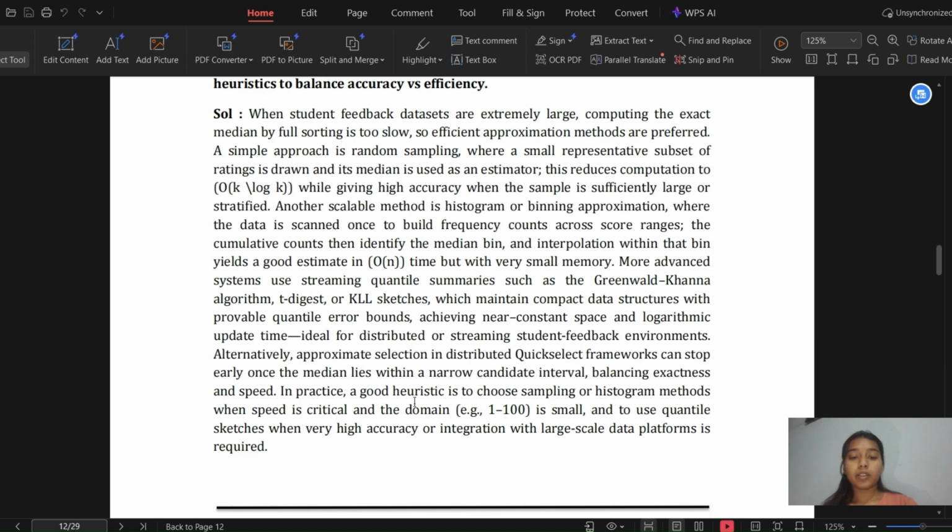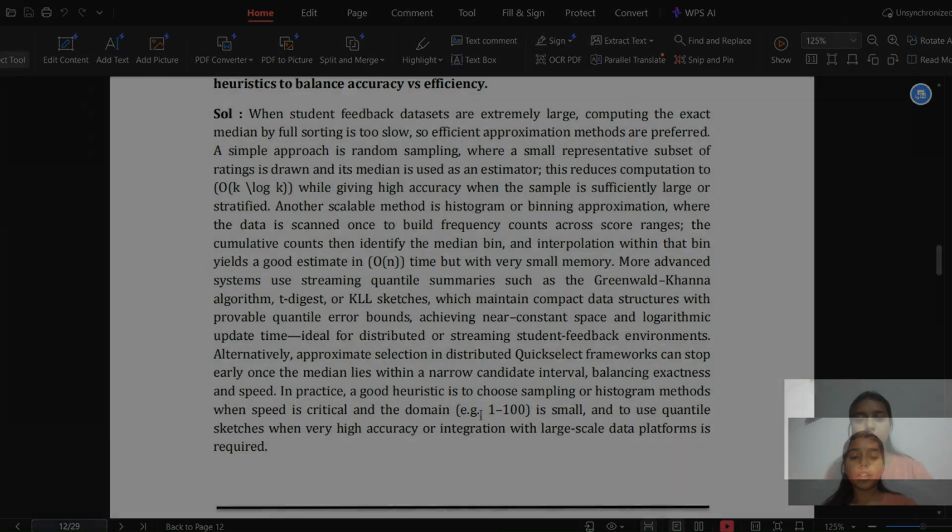A good heuristic is to choose sampling or histogram methods when speed is critical and the domain, for example 1 to 100, is small, and to use quantile sketches when very high accuracy or integration is needed.